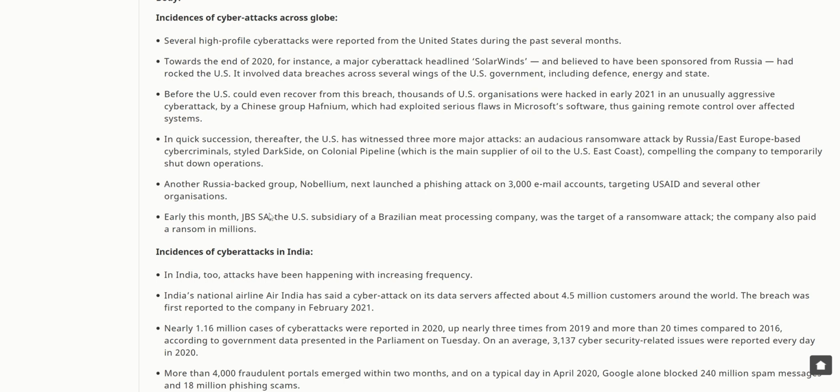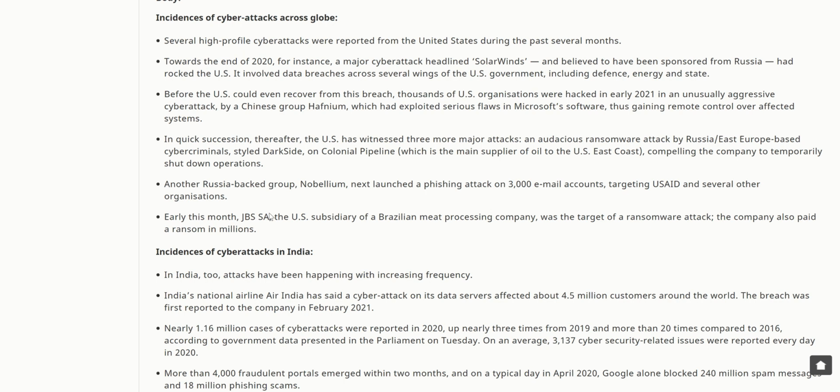In quick succession, thereafter, the US has witnessed three more major attacks: an audacious ransomware attack by Russia or East Europe based cyber criminals, styled DarkSide, on Colonial Pipeline, which is the main supplier of oil to the US East Coast, compelling the company to temporarily shut down operations.